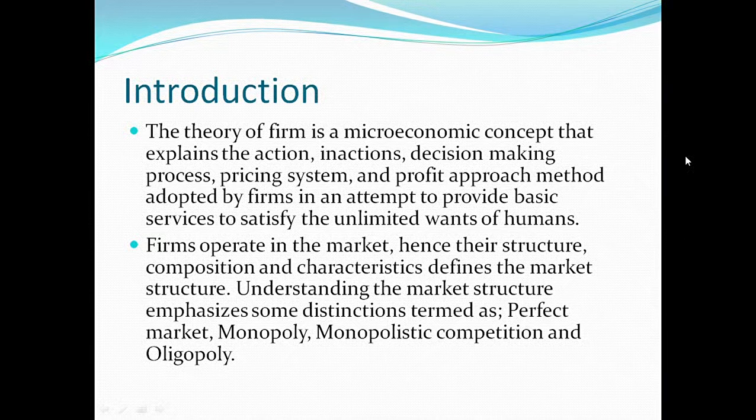Firms as an agent of the economy operate in the market system, and the market system can be classified as a point whereby there's a transactional system or an exchange process. To understand the structure of this market, we need to understand what this market is composed of and the characteristics that define this market structure. To understand market structure, we have some different distinctions. We have the perfect competitive market, the monopoly market, and the oligopoly market. We'll be treating the monopolistic competition market in further videos.